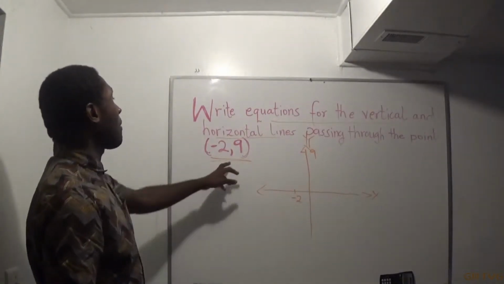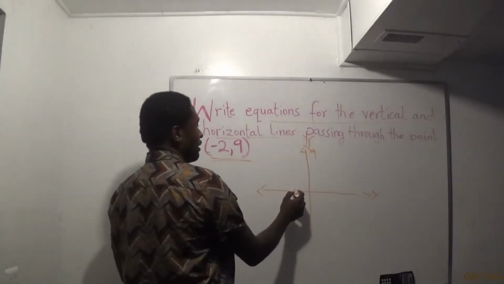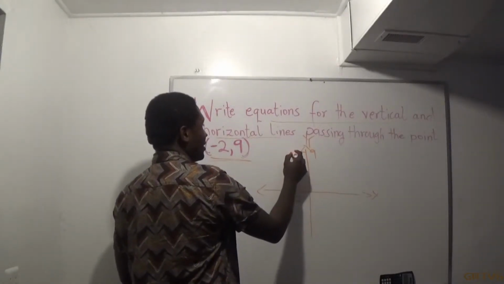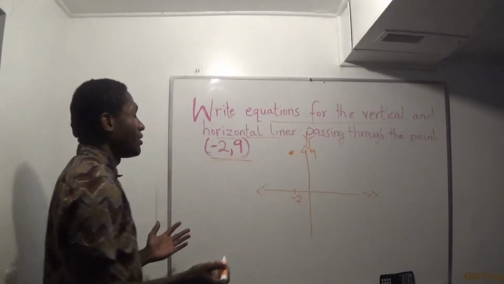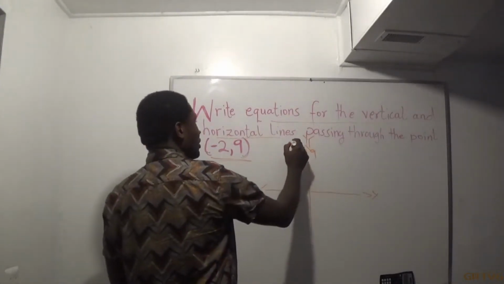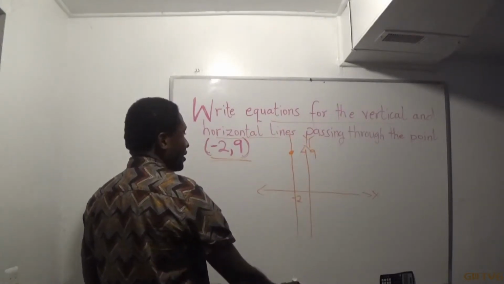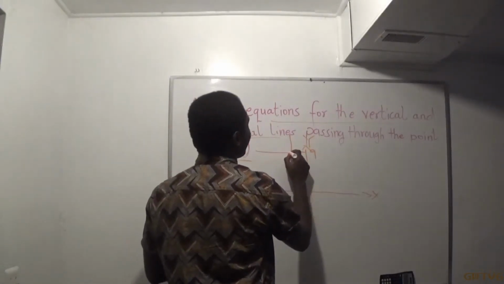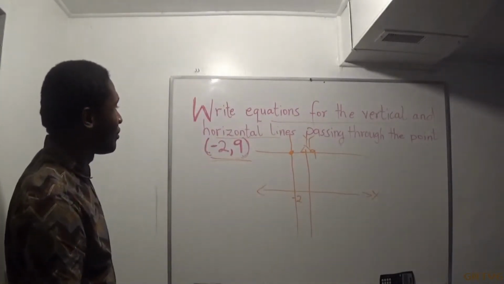And now I'm just going to plot this point on the graph. So -2 and 9 is right there, let's say. So -2 and 9, I just plot it. And I'll just do this. Draw a line through it. So I'll draw my line through the point, but it has to be through the numbers also.